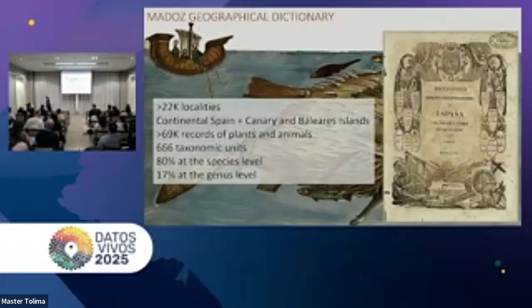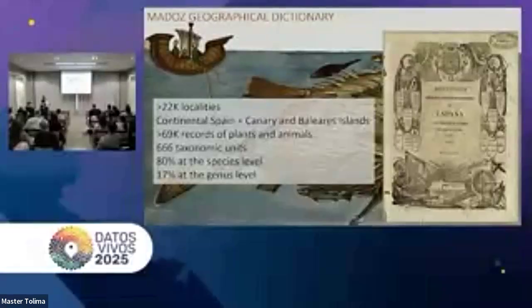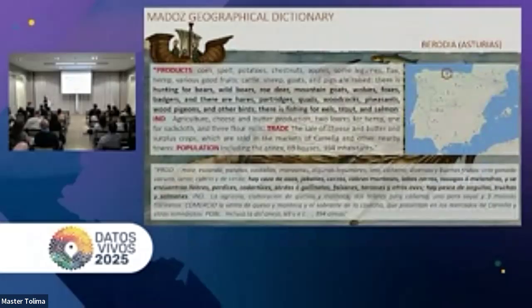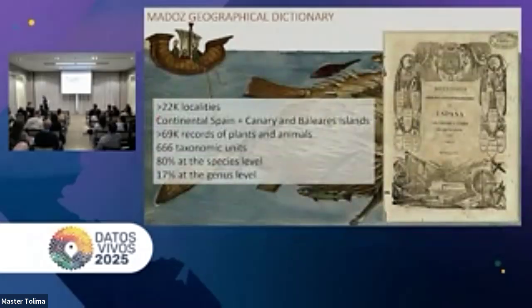In total, we can access information on more than 22,000 localities, this time covering all of Spain, including the Canary and Balearic Islands. This represents in total more than 69,000 records of plants and animals, 666 taxonomic units. I didn't make that number up. The good thing is that for 80% of those, we could identify them to the species level and another 17% to the genus level.